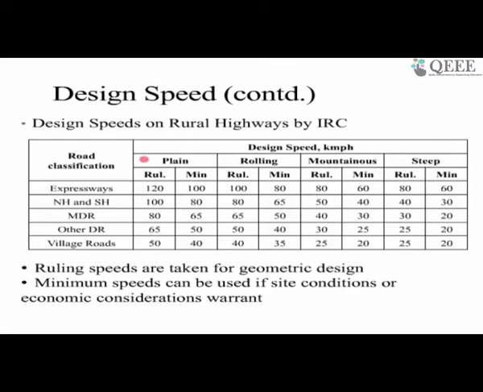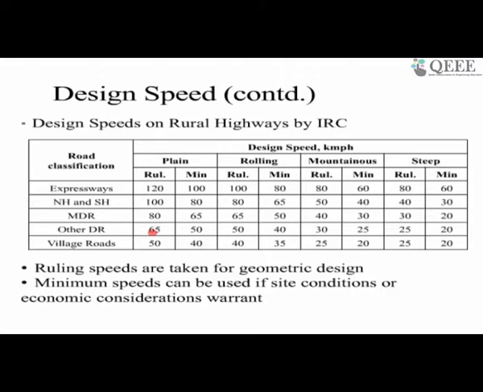speed classification. So here you see the terrain type, plain, rolling, mountainous and steep, and here you find the expressway, national highway, state highway, and then based on that you choose the speed. Now here you have two speeds. One is the ruling speed, another is the minimum. So mostly a designer is going to try to design the speed based on the ruling speed. So based on the terrain type and the road category, they will try to do it.